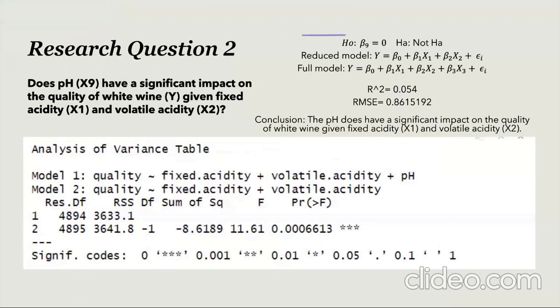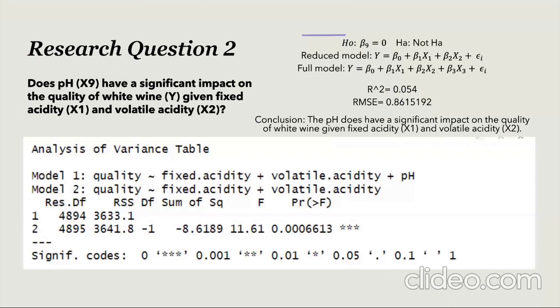This research question examines whether pH X9 has a significant impact on the quality of white wine given fixed acidity X1 and volatile acidity X2. The hypothesis is that pH will have a significant impact on the quality of white wine when fixed and volatile acidity are considered. The null hypothesis is that B9 is equal to 0, and the alternative hypothesis is that it isn't equal to 0, with the following reduced and full models.